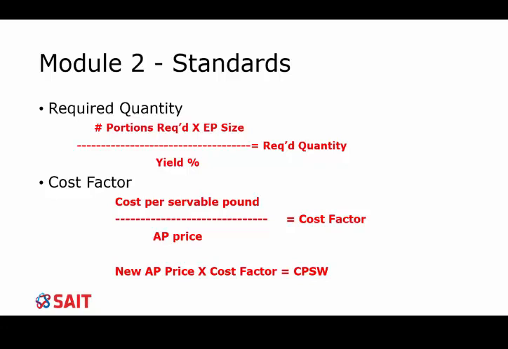Cost factor was simply a tool for us to adjust our cost per servable weight when we have a new AP price. So cost per servable pound divided by our AP price gives us that cost factor. And remember, it's a factor, it's a multiplier, so there's no unit attached to it. Taking this cost factor, we can multiply our new AP price, and this then helps us determine our new cost per servable weight.